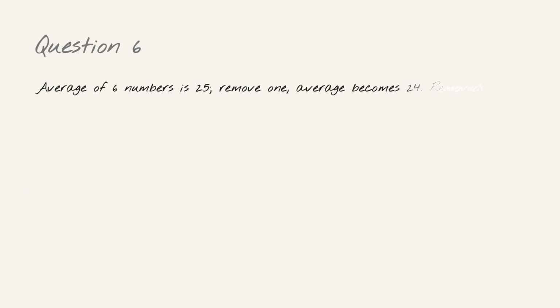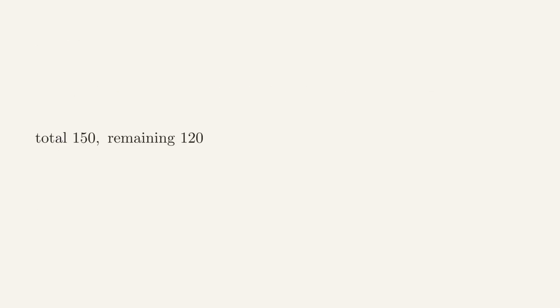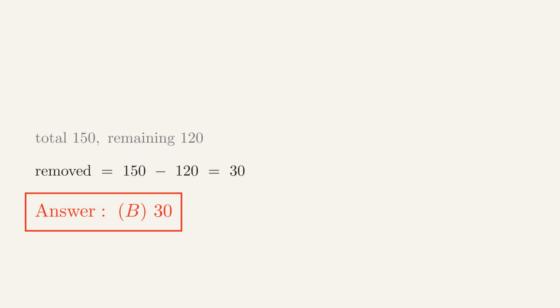6 numbers average 25. Remove 1, and the average of the 5 left is 24. 6 at 25 is 150. The remaining 5 at 24 is 120. The removed number is the difference, 30. Removing a value works exactly like adding one in reverse. The full total minus the remaining total gives what left.